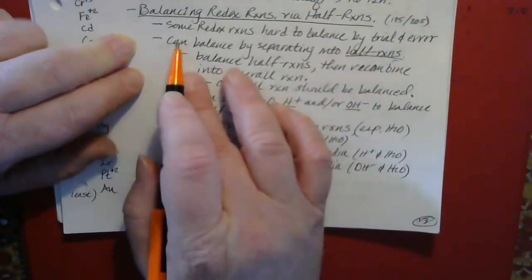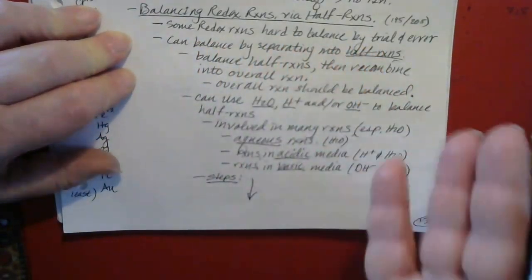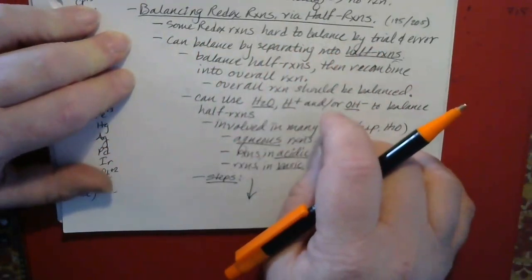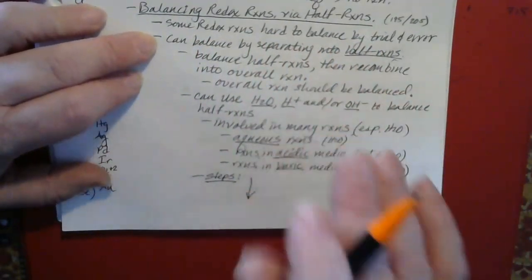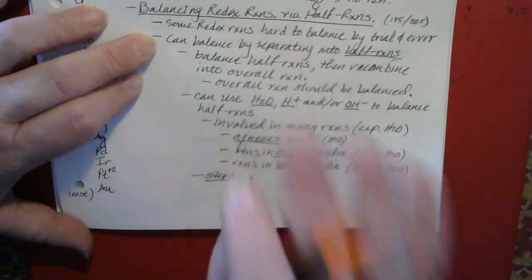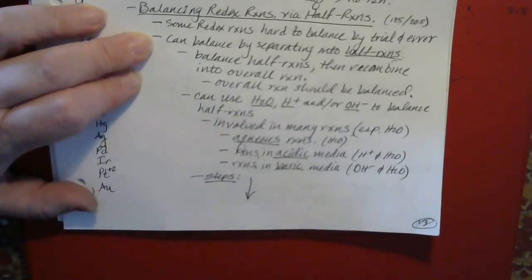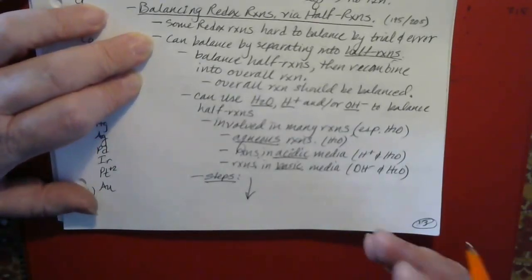The fact is that some redox reactions are difficult to balance by trial and error, which is the way we've been balancing them so far. Fortunately, there is a method that you can use for more difficult cases that is a pretty foolproof way to end up with a balanced equation.